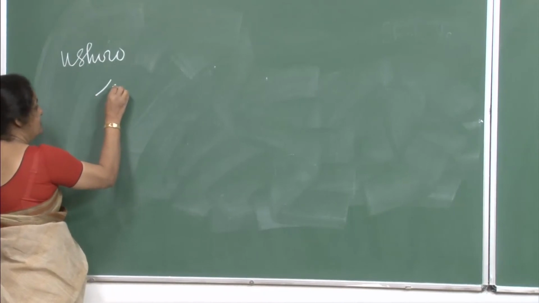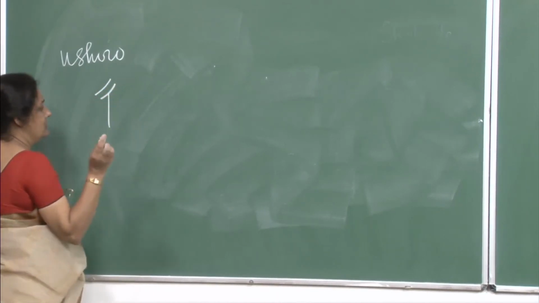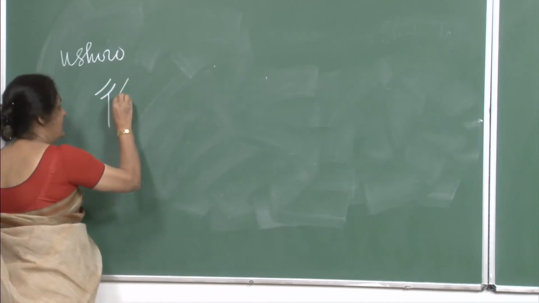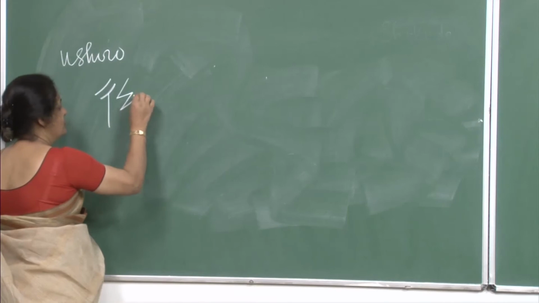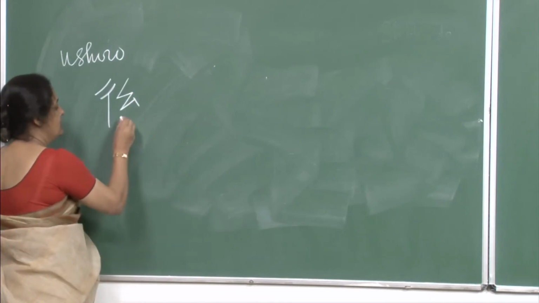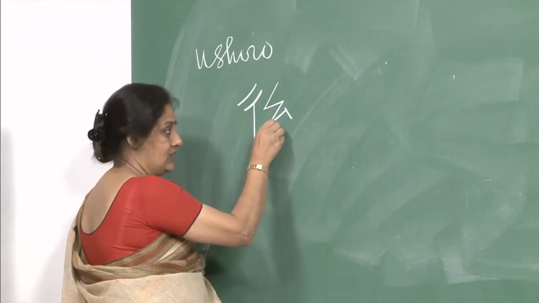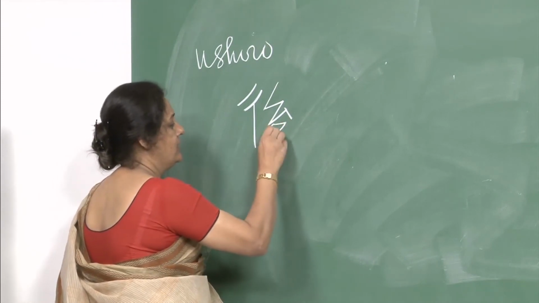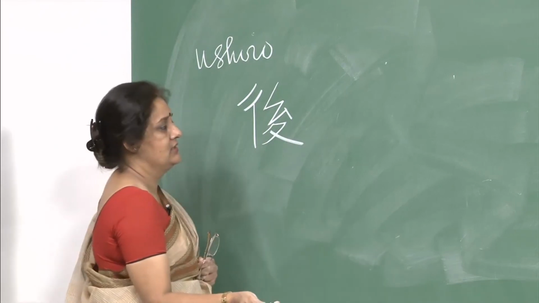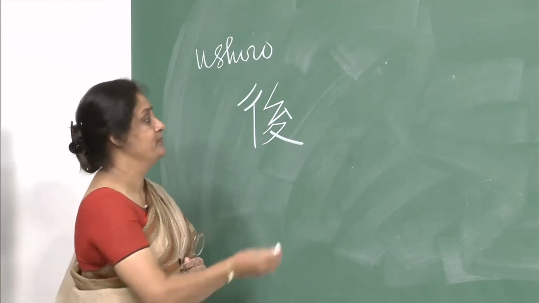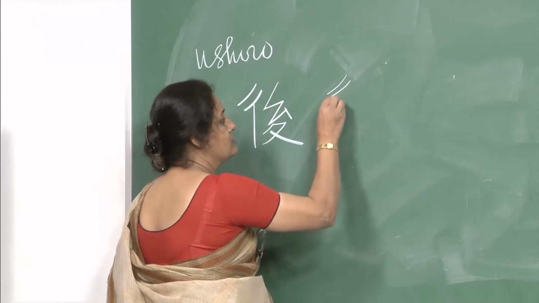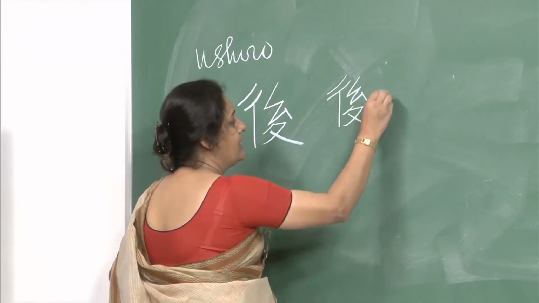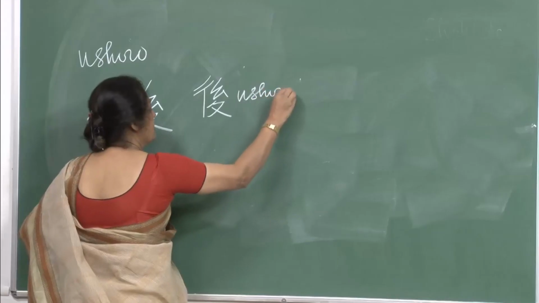1, 2, 3. One part of the kanji. 1, 2, 3. Second part of the kanji. Then the third part is 1, 2 and 3 like this. So, it is a 9-stroke character. You will see 1, 2, 3, 4, 5, 6, 7, 8 and 9, meaning ushiro.